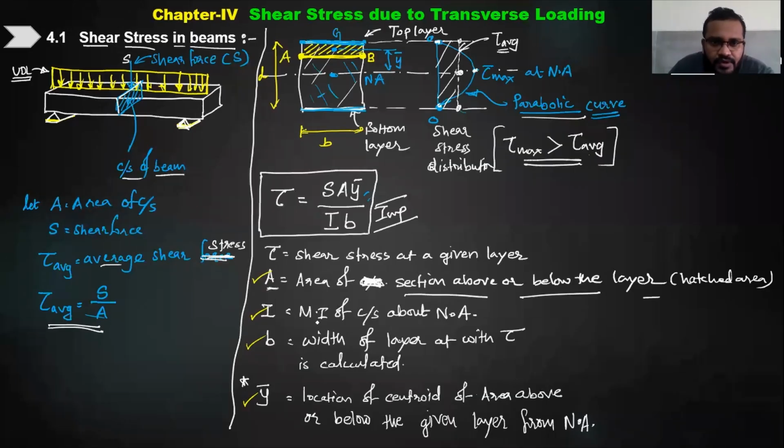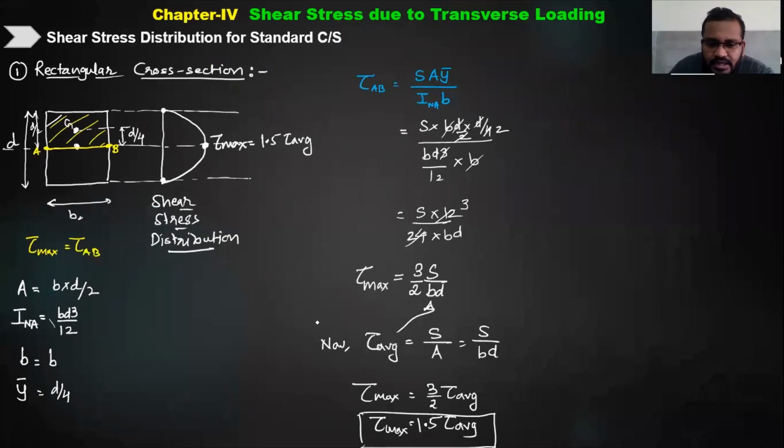Now we have used this formula for a simple rectangular cross section, and we calculated the shear stress at the central layer, which is at the neutral axis and which is going to be maximum. We took this layer AB. If I take the area below or the area above, it is the same because we have taken the central layer. If I take the area above, S A y bar upon I B, the area above is given by B into D by 2. The inertia of the cross section about the neutral axis is B D cube by 12, that we already know. The width is itself B, so we have kept it as B.